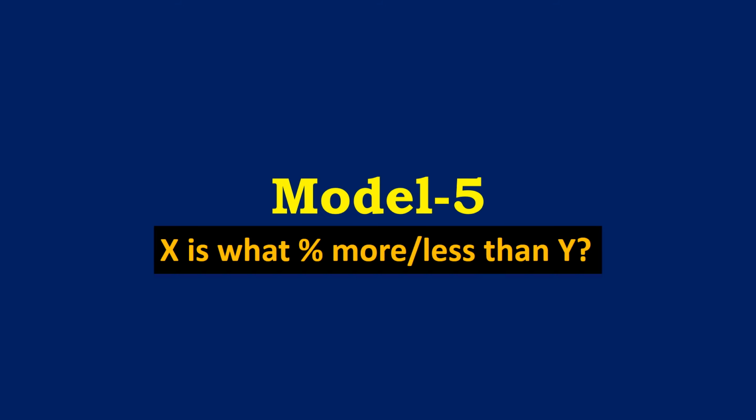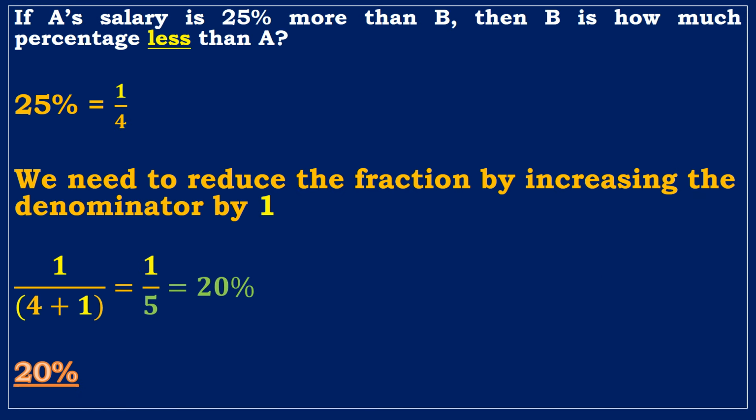The fifth model of percentage calculation is, X is what percentage more or less than Y. Let's look at an example to understand this concept. If A's salary is 25% more than B, then B is how much percent less than A? We can answer this type of percentage problem more or less smartly.